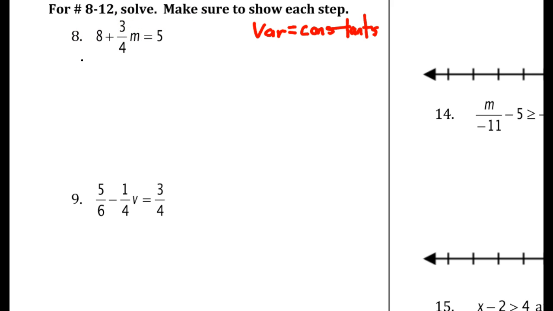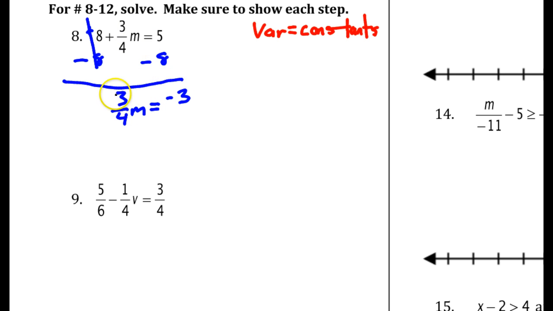Okay, so over here you can see, well, we got variables on the left where we want it, but there's constant 8 here. So I'm going to do the opposite, a positive 8, and subtract 8 on both sides. So we have 8 minus 8, which is 0. And let's just bring down the 3/4 m. So we have 3 over 4 m. And bring down the equal sign. And 5 minus 8 would be negative 3.